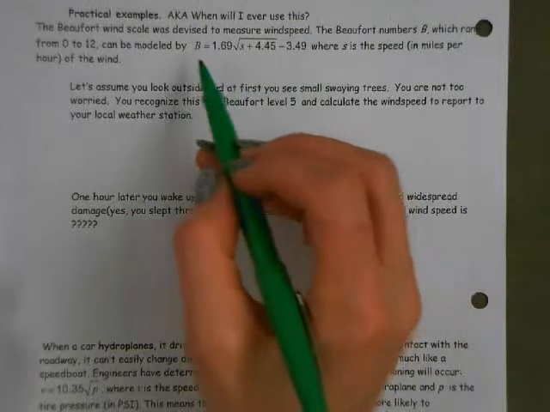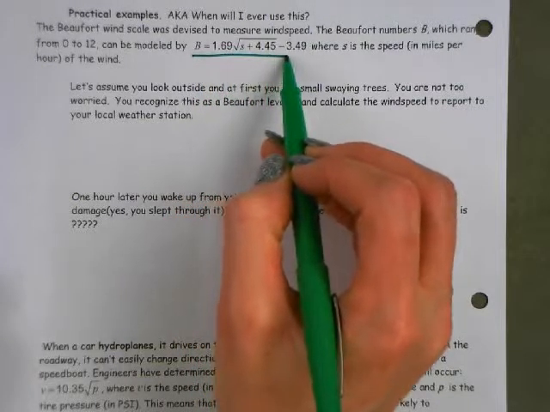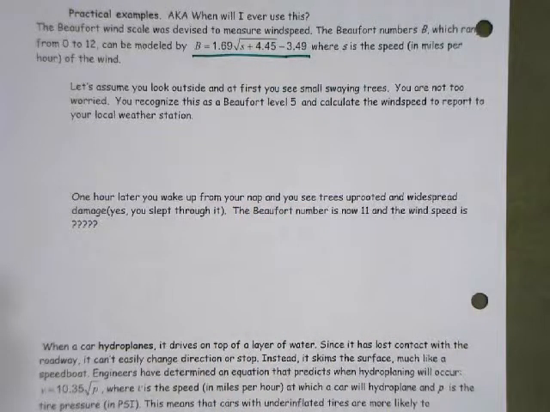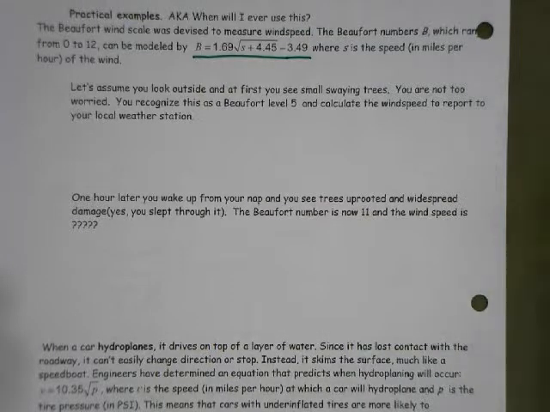All right, so basically there is a formula here. It's called the Beaufort scale equals 1.69 times the square root of the speed, plus 4.45 minus 3.49. So that's a standard equation some scientist has created. Okay. I will not have you create this formula. You just get to use it, okay?